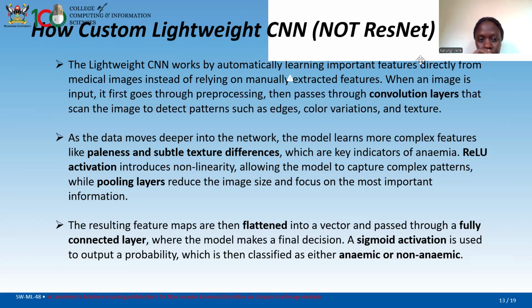So the ReLU activation introduces non-linearity, allowing the model to capture complex patterns, while pooling layers reduce the image size and focus on the most important information. The resulting feature maps are then flattened into a vector and passed through a fully connected layer, where the model makes a final decision. A sigmoid activation is used to output a probability, which is then classified as either anemic or non-anemic. That's the output.